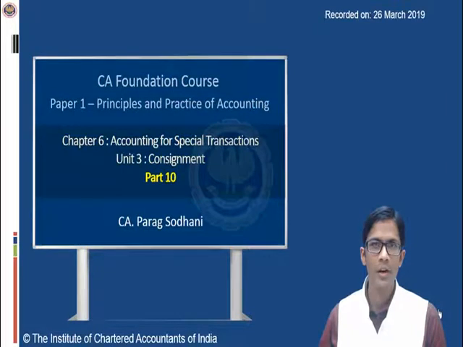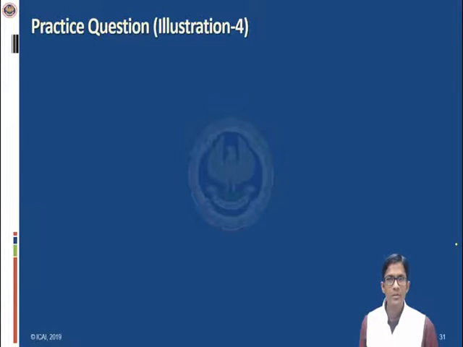In this part, we'll continue the question that we were doing in the last part and wind up this chapter. This is the chapter Consignment, which is part of Paper 1, Principles and Practice of Accounting. I am CA Parag Sudhani. So now let us start with the accounting portion.